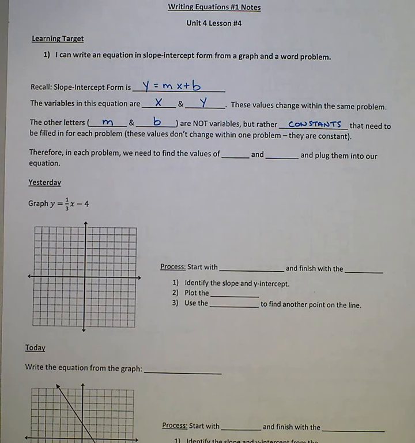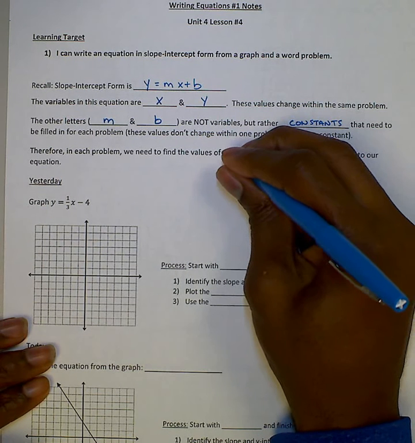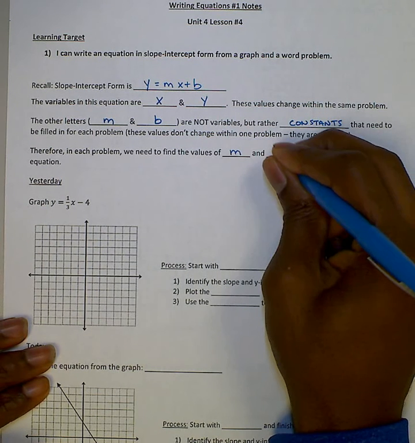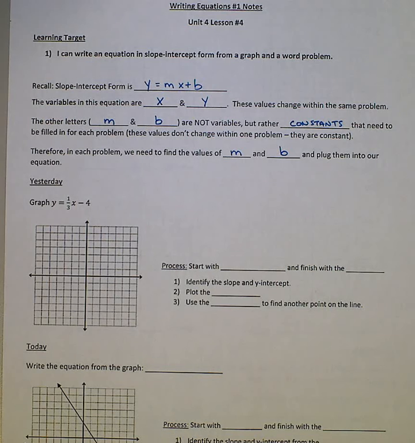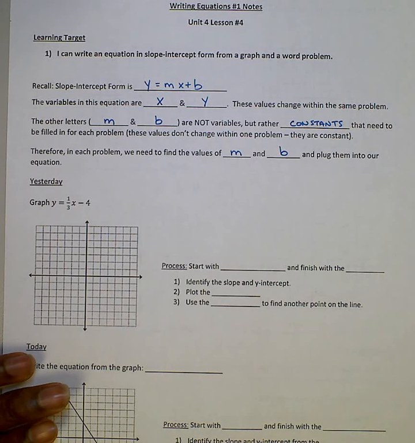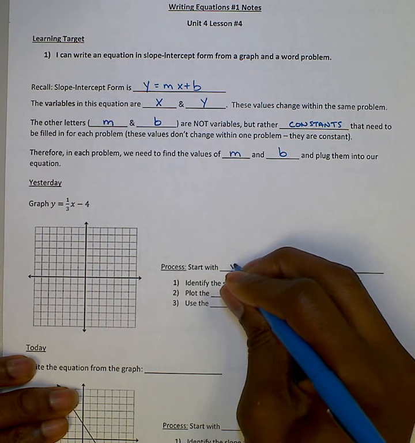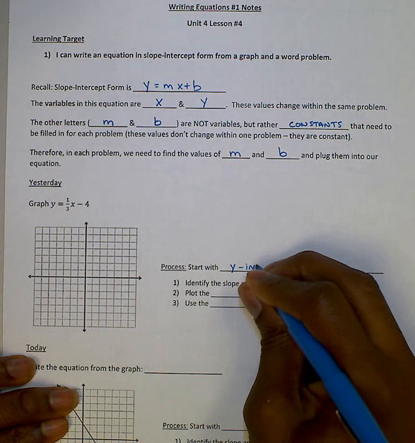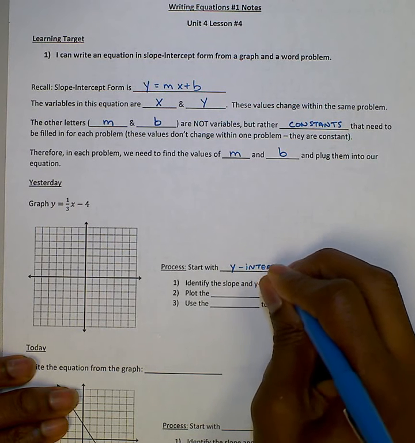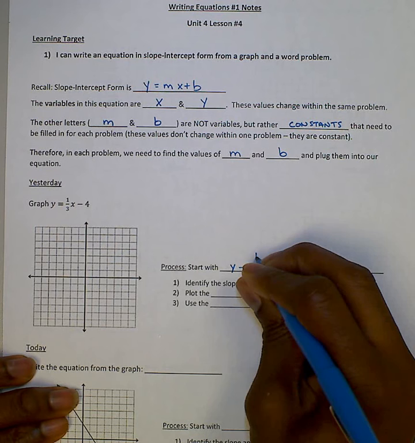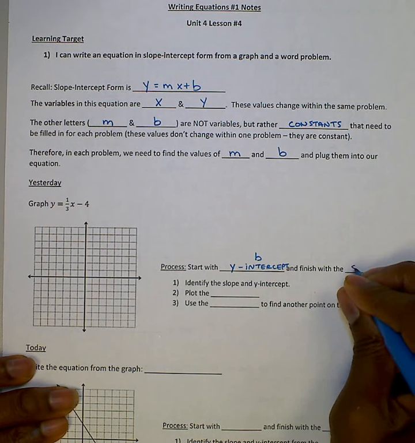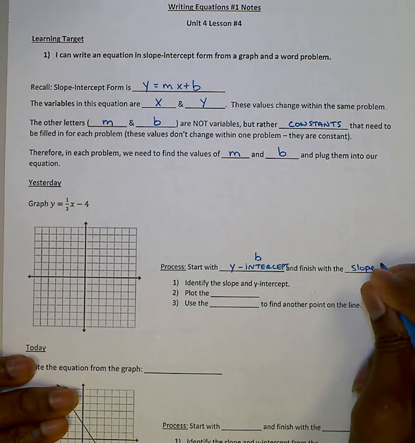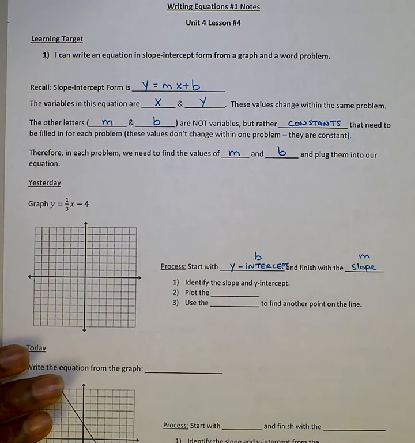Therefore, in each problem, we need to find the values of m and b, our slope and our y-intercept, and plug them into our equation. Remember that our process is always to start with the y-intercept, which is b in our formula, and then finish with the slope, which is m. So, first things first, we need to identify the slope and the y-intercept.